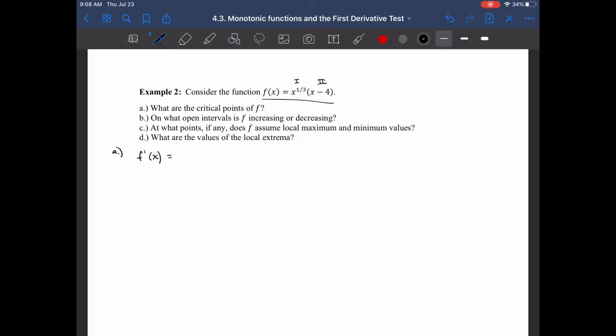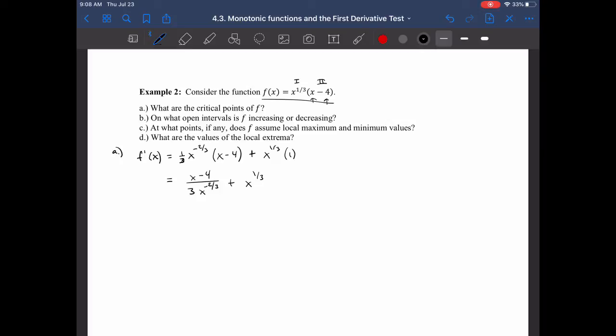So the derivative of the first one is 1/3 x to the negative 2/3 times the second one, which is x minus 4, plus the first function, x to the 1/3, times the derivative of the second one. Well, the derivative of x is 1, and the derivative of 4 is 0, so it's just a 1. And so we can take this and make this x minus 4 over 3 times x to the negative 2/3 plus x to the 1/3.